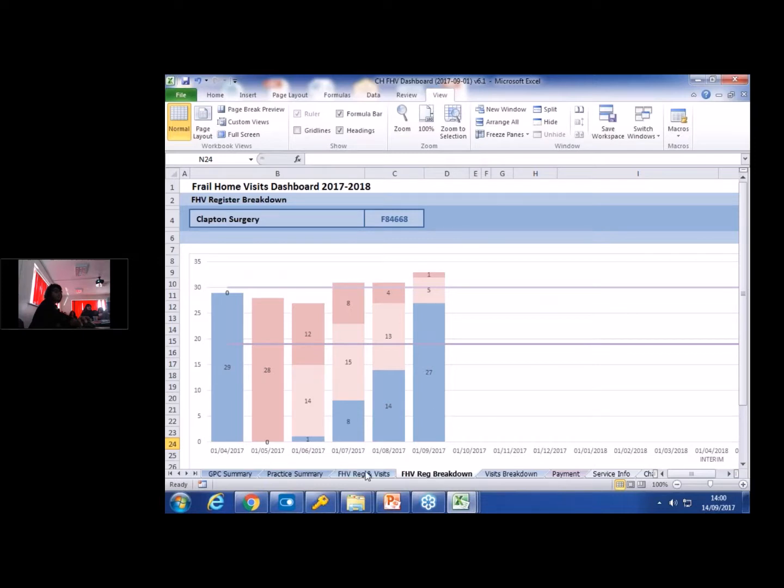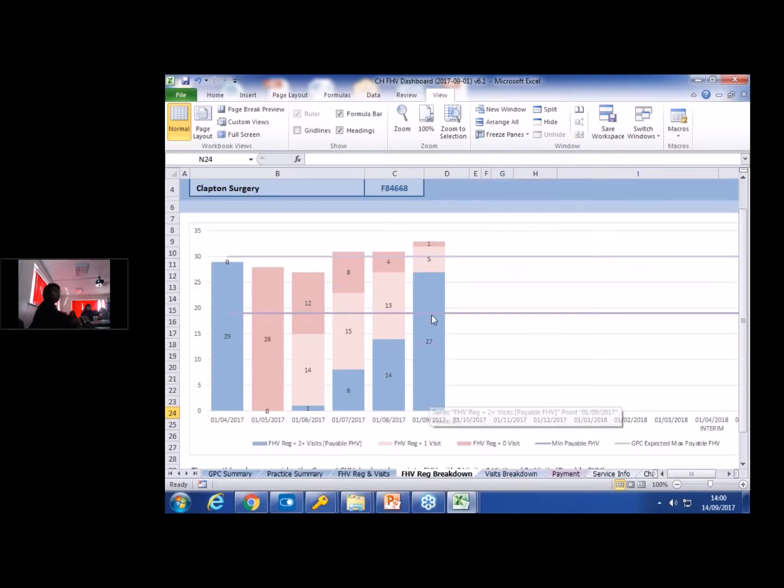There is also a good visual representation here, which shows the Frail Home Visits register breakdown, the monthly breakdown. The blue region here represents 2+ visits on your Frail Home Visits register. Throughout the year, you should be aiming to increase this blue region and reduce the red region. For example, on 1st of September this year, this practice had 27 patients on their Frail Home Visits register with 2+ visits, but there was one patient with only 1+ visit.